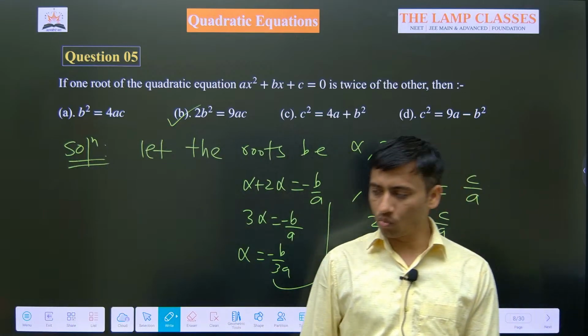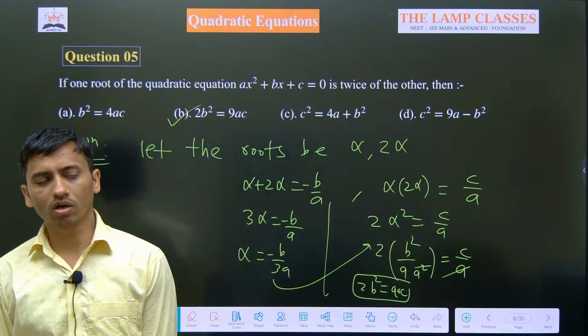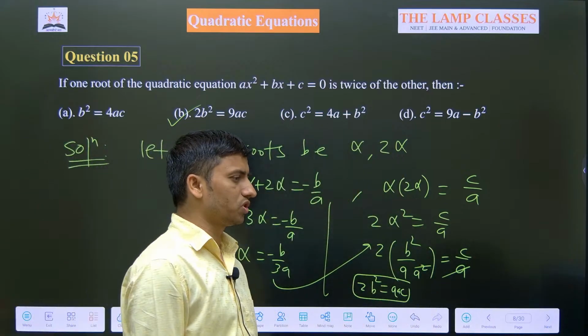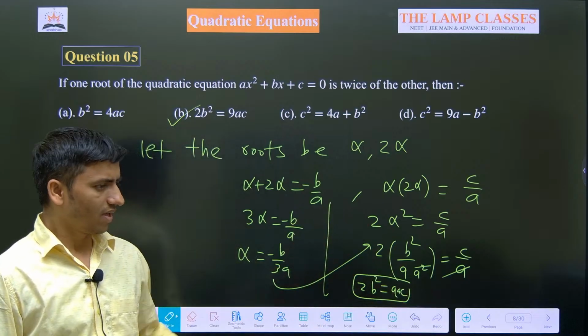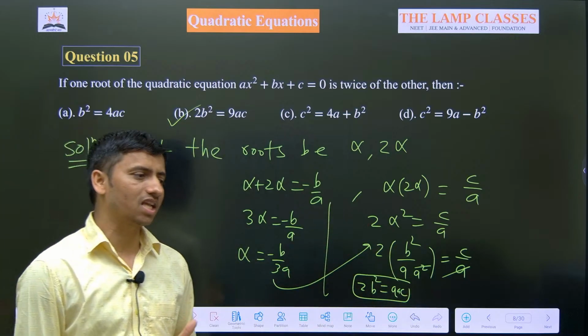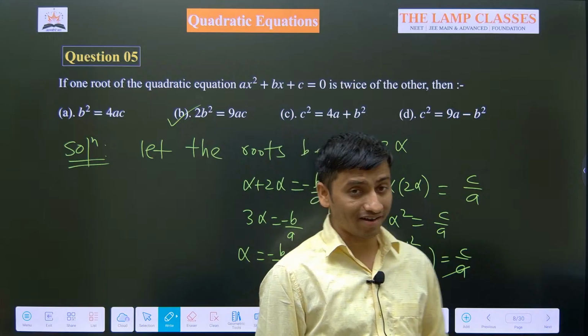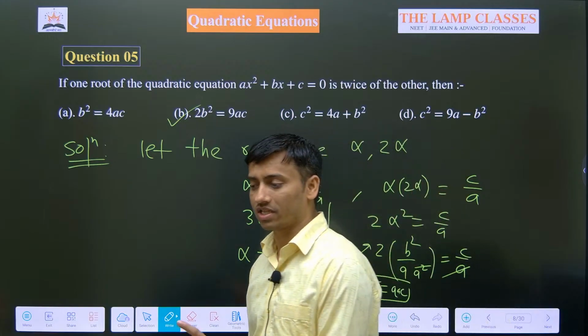Sometimes they might tell you one root is thrice of the other, or roots are in the ratio of 2:3, then also we can apply. So some concepts of quadratic equation and polynomial coincide, right? Especially the relation between zeros and the coefficient thing.